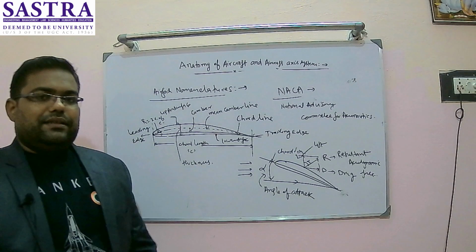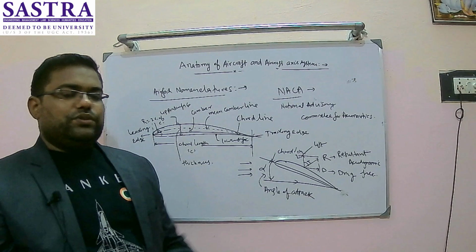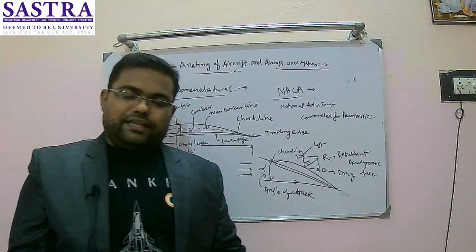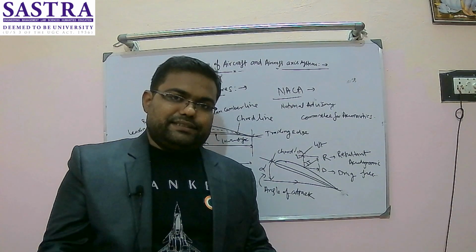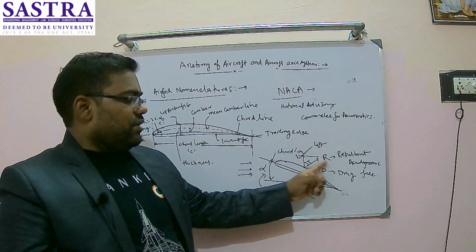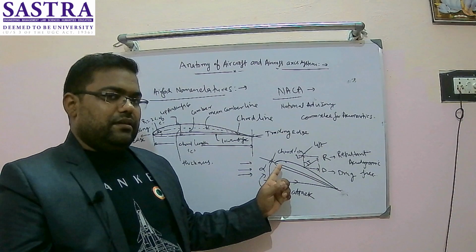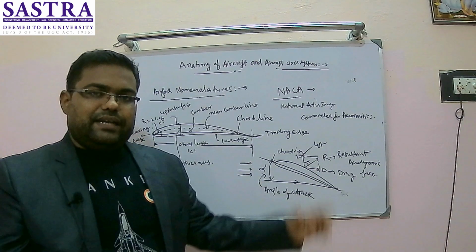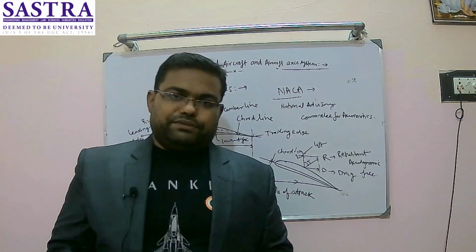Drag is nothing but resistance, because it's acting opposite to the motion of the aircraft. The aircraft is going in this direction, and drag is acting opposite. Anything which is acting opposite is known as air resistance, or in aeronautical terminology, drag. The component of the resultant aerodynamic force acting parallel and in the same direction as the free stream is known as drag. Drag is the penalty which we are paying basically to generate the lift.